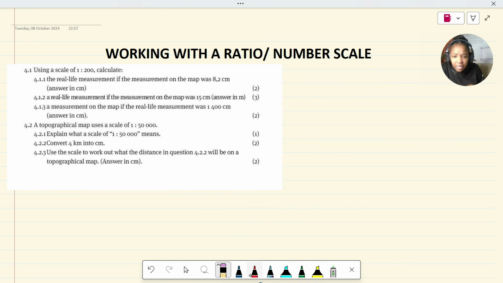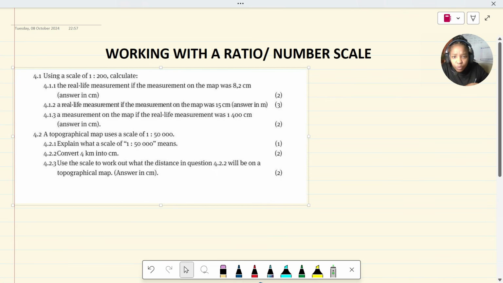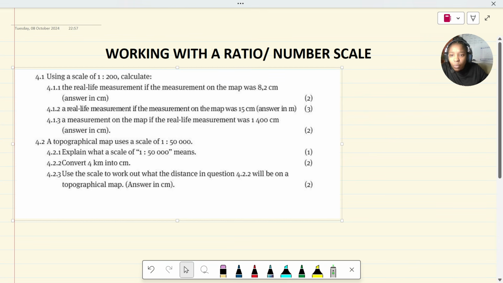So hopefully everyone can see that. Please make sure that you take a screenshot. Try these questions on your own. Try to see if you'll be able to answer them on your own. Okay, let's have a look at the first question. It says, using a scale of 1:200, calculate.